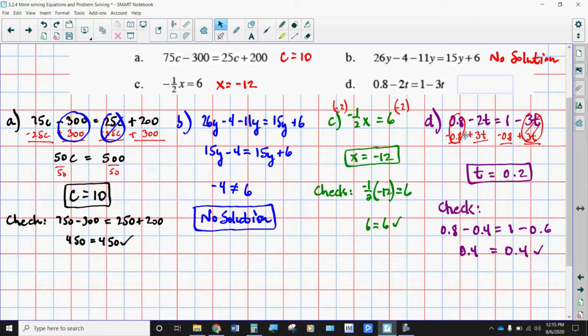If you take 8/10 minus 2 times 2/10, that would be minus 4/10. You get 4/10 for an answer. If you take 1 minus 3 times 2/10, 3 times 2/10 is 6/10. 1 minus 6/10 is also 4/10. So that ensures that we've got the correct answer. T is equal to 2/10.